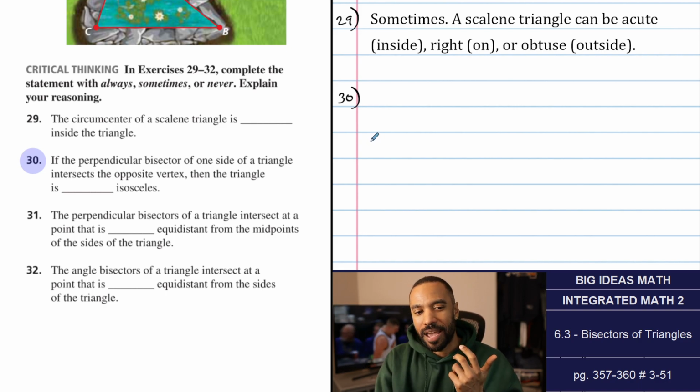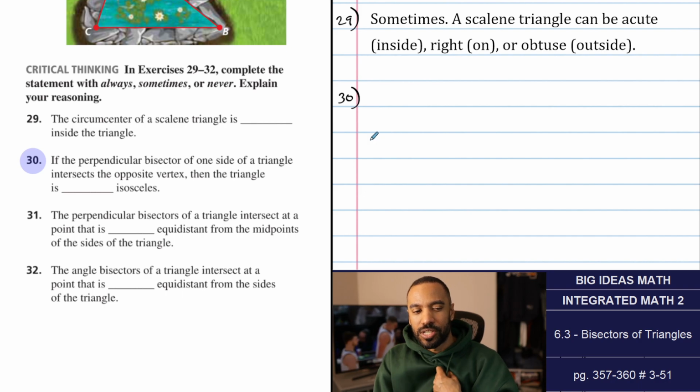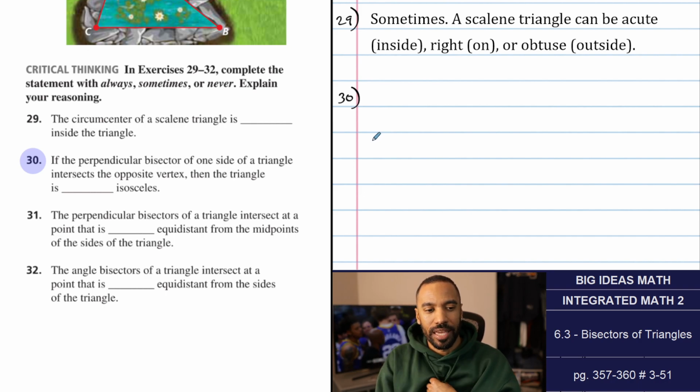If a perpendicular bisector of one side of a triangle intersects the opposite vertex, then the triangle is blank isosceles.